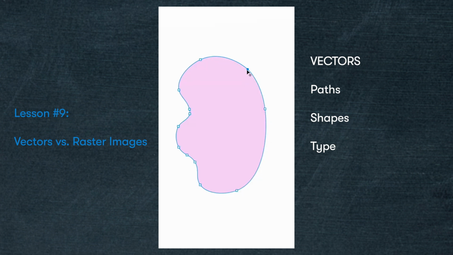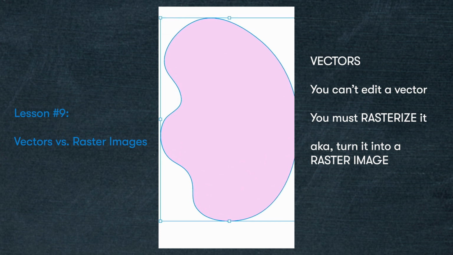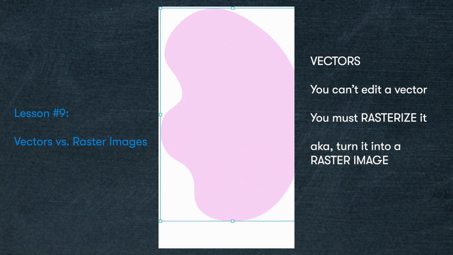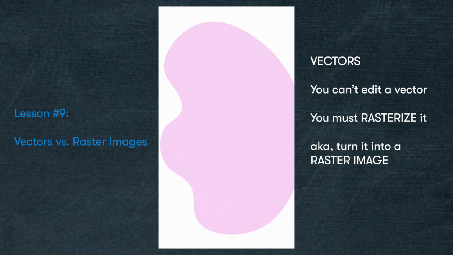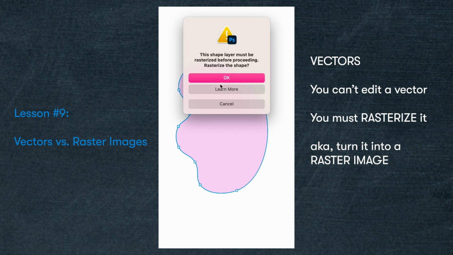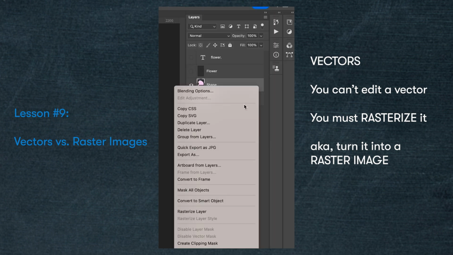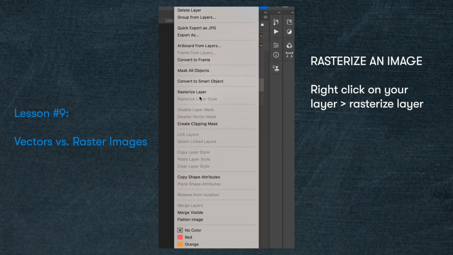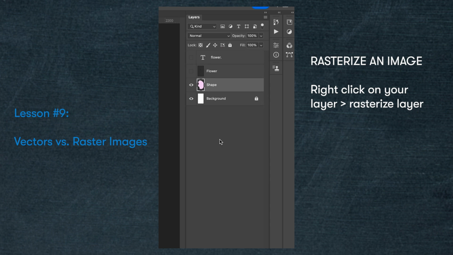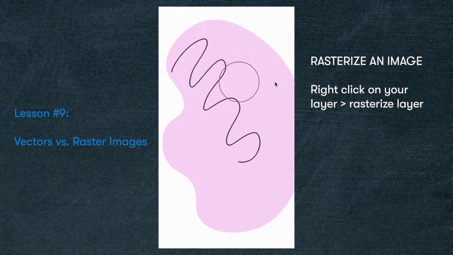Now, because we can't edit vectors, if we want to make edits to it, we have to rasterize it first. We have to turn the vector image into a raster image. So if I try to directly edit this, a little window will pop up that says shape must be rasterized before proceeding. They're basically saying, hey, this is a vector and you can't edit it until you turn it into a raster. So I'm going to head to my layers panel, right click on the layer, hit rasterize layer, and now I can directly edit.